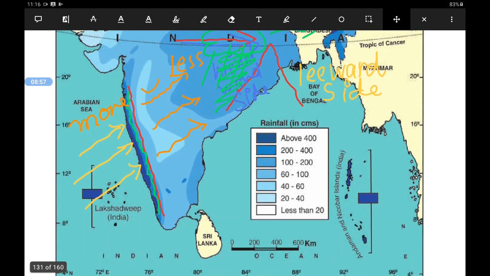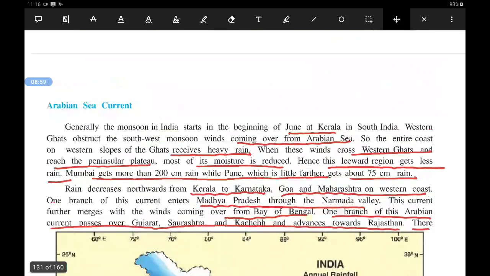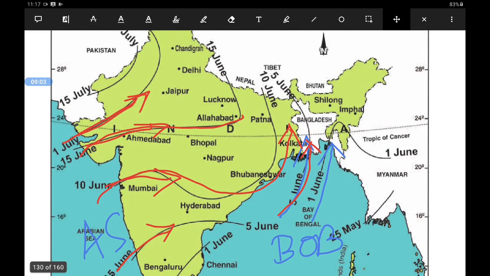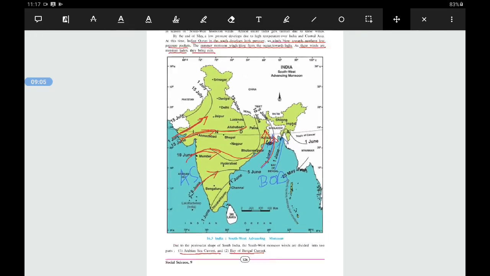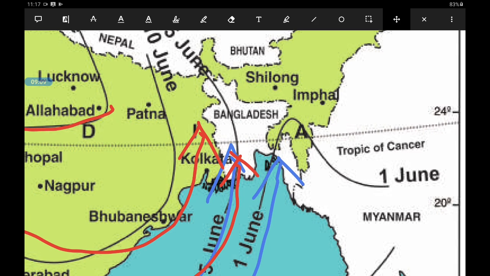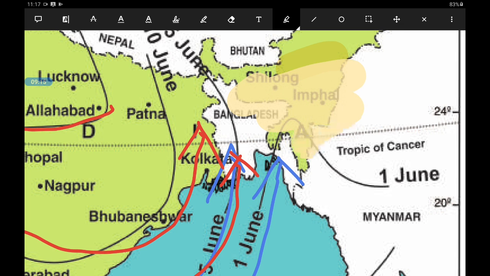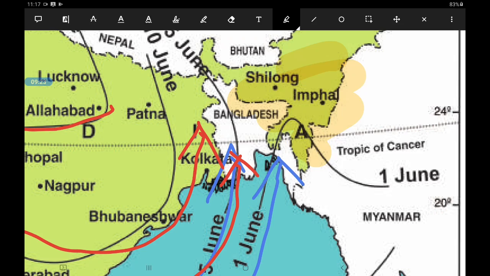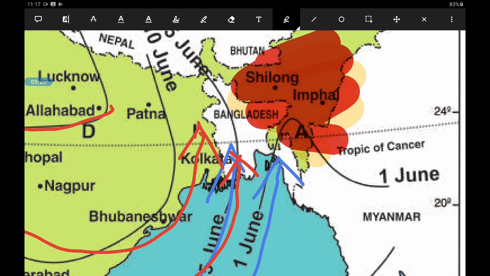Now you can see here, as these winds are passing over the Bay of Bengal and going to Meghalaya and this eastern part of India, they have a very high amount of moisture, and that's why they give a lot of rain to this part of India. The amount of rain given is very high there.